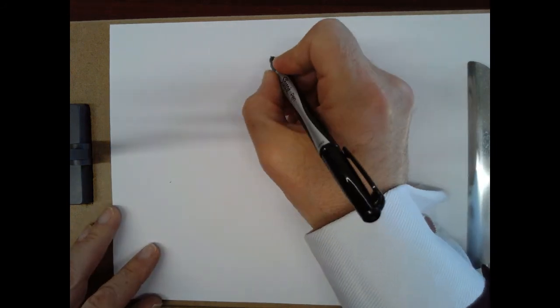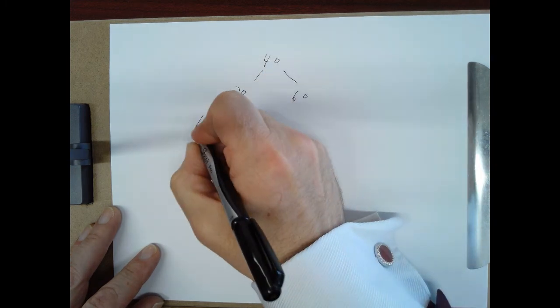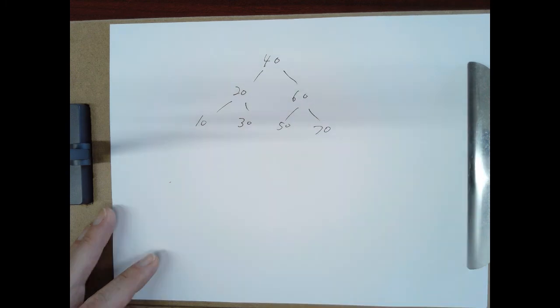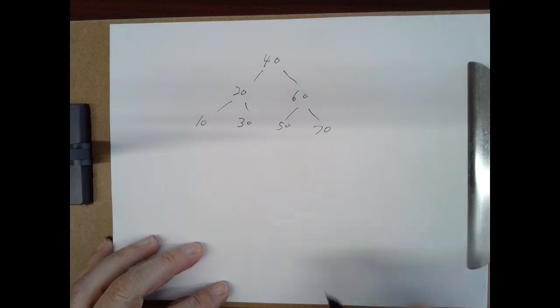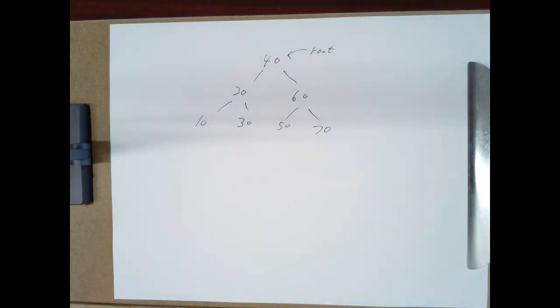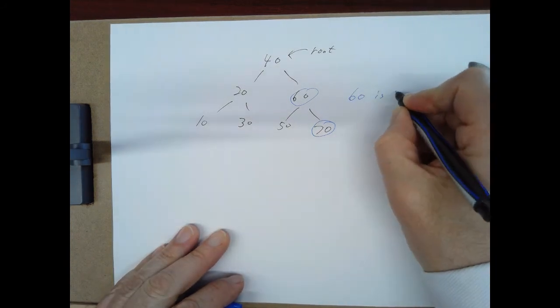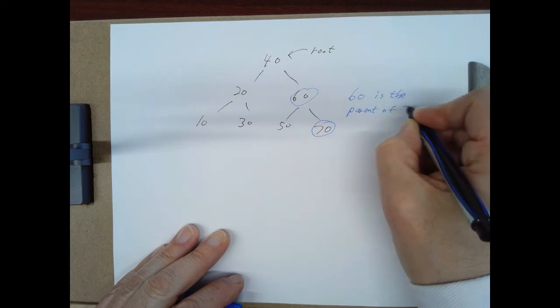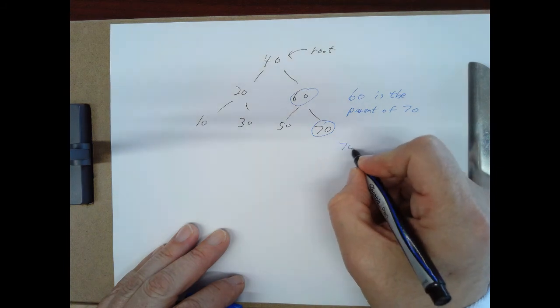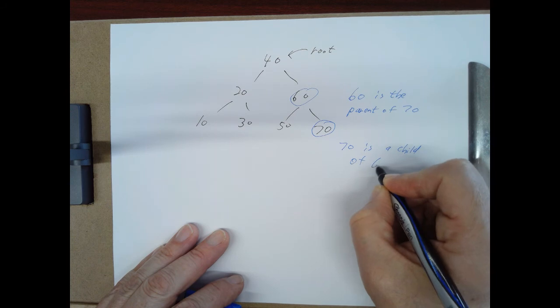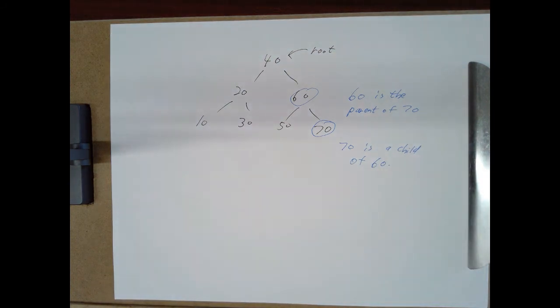All right, so let's do some terminology. So this node where we begin our access to the tree, this is called the root. When you have a relationship like this, we say 60 is the parent of 70. And we can also say 70 is a child of 60. So we think of like an ancestry tree. So 60 is a parent of 70, 70 is a child of 60. In another few weeks, we'll also talk about siblings and grandparents, because we'll actually need those for doing some operations. But for now, it's just parent and child.